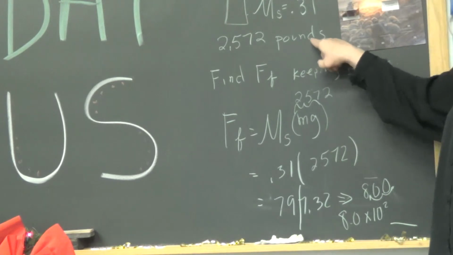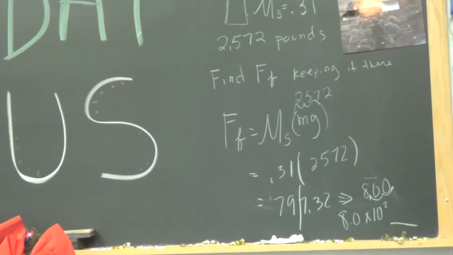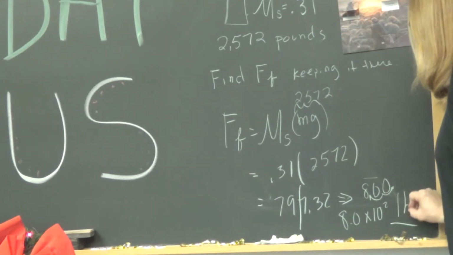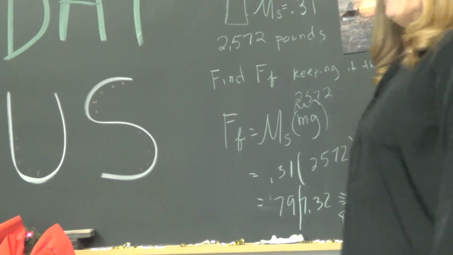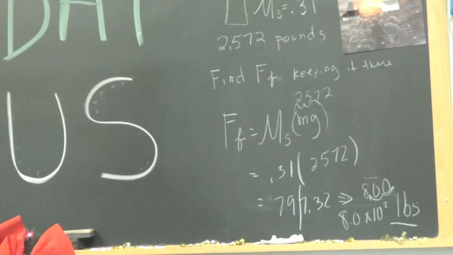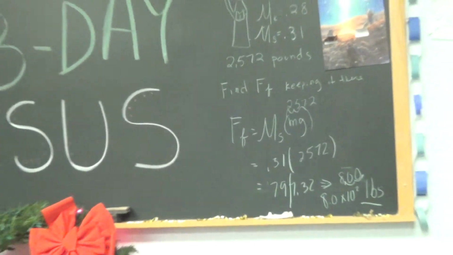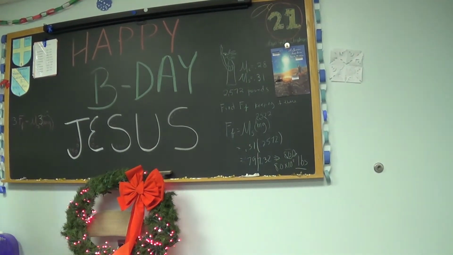Newtons? I think not. The weight is in pounds. Oh, okay. So the force of friction is a force, it's also pounds. Alright, if you got 8.0 times 10 to the 2 pounds, you may cross out B3.